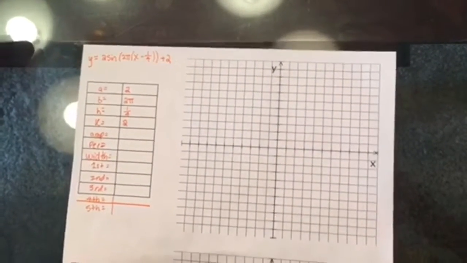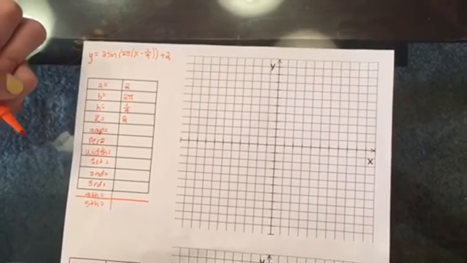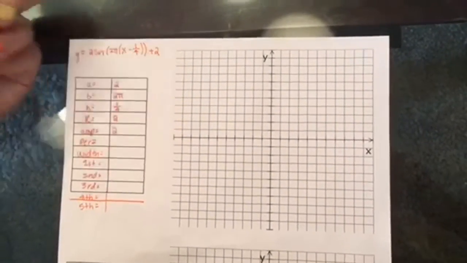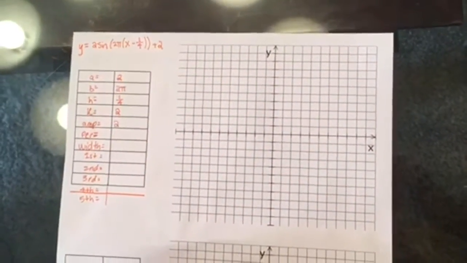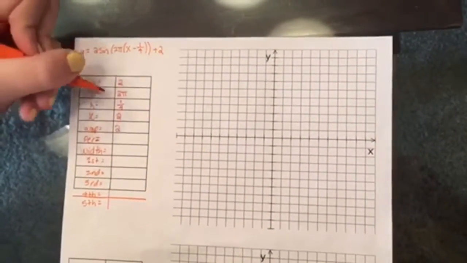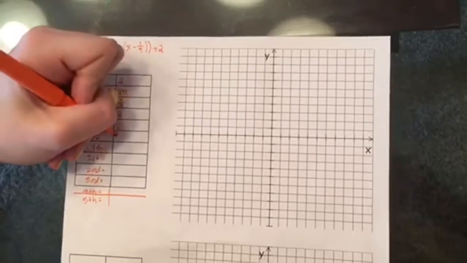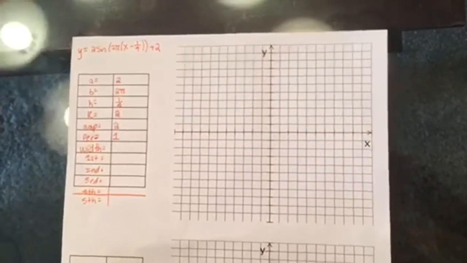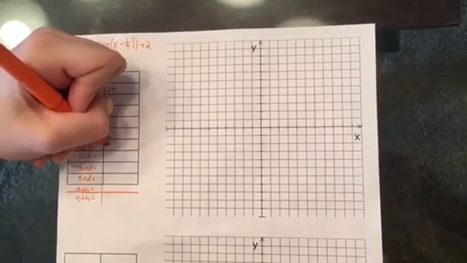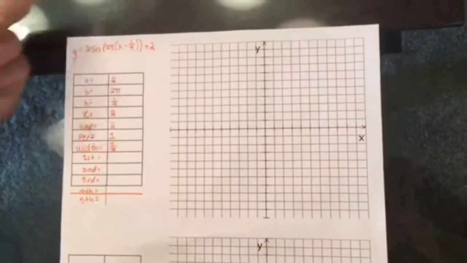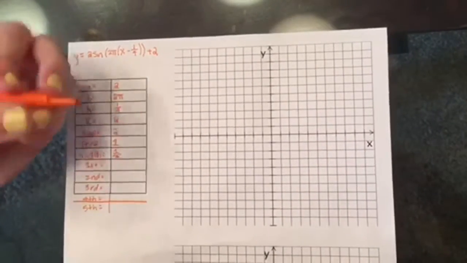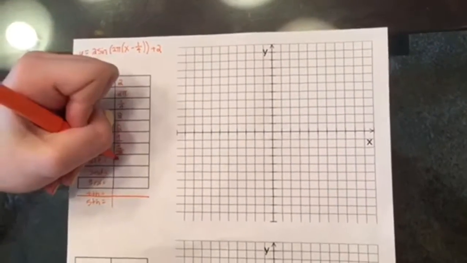So now we can look at the amplitude. The amplitude is just the absolute value of a, so that's 2. The period is 2 pi over the absolute value of b, so our b is 2 pi, so the period is 1. The width is just the period divided by 4, so we can have 1/4. And then the first tick mark is the h value, which is 1/4.